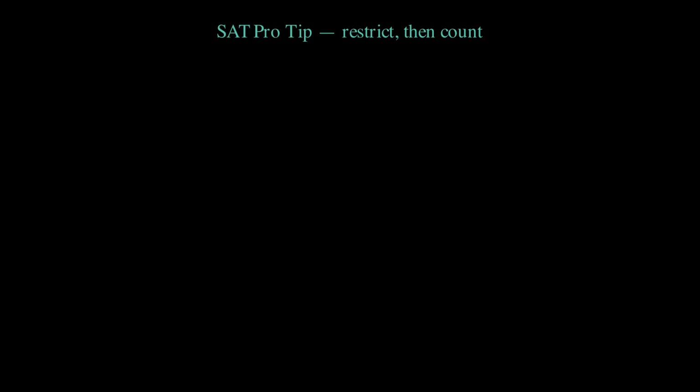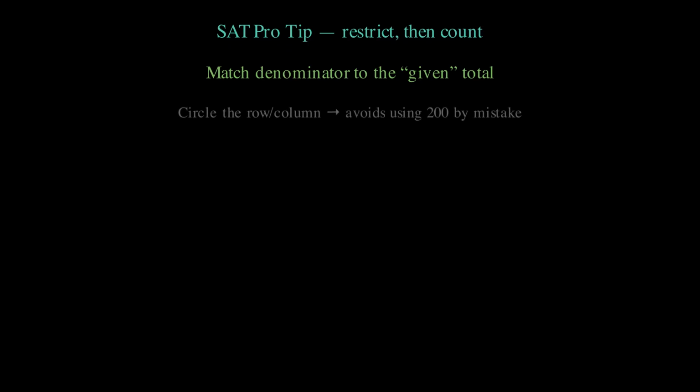SAT pro tip: after you identify the given condition, restrict the sample space first. Count only inside that row or column. Your denominator should match the given group size, not necessarily the whole table total. Circle the row or column in your booklet if you can. That simple move prevents the classic 200 in the denominator error.